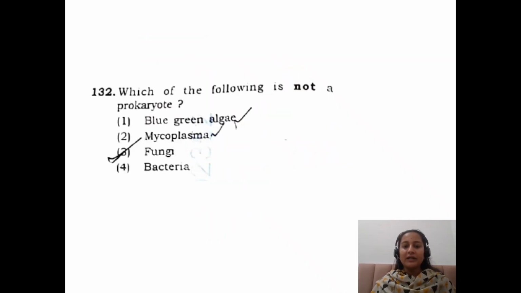Which of the following is not a prokaryote? Blue-green algae is a prokaryote. Mycoplasma is also a prokaryote. Bacteria are also prokaryotes. All these belong to the kingdom Monera. And fungi is actually a eukaryote. So the answer will be fungi.